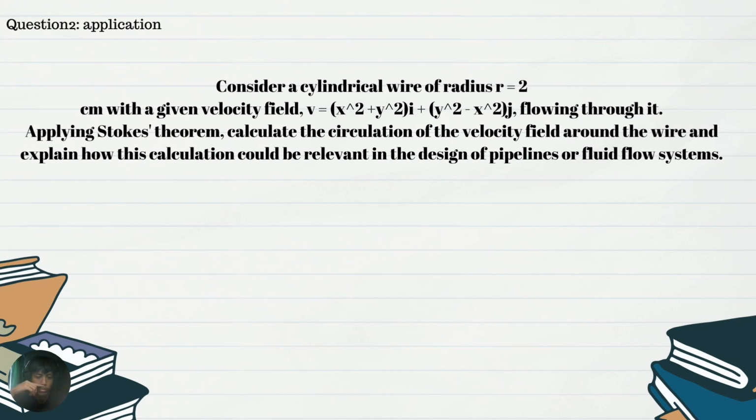When a fluid flows through a cylindrical wire, there are physical principles that describe the behavior of the flow. Stokes' theorem is a mathematical concept that can be applied to calculate the circulation of the velocity field. The calculation is relevant in the design of pipelines and fluid flow systems because it helps engineers and researchers understand the behavior within the system. By analyzing the circulation of the velocity field, engineers and researchers can gain knowledge and more characteristics of fluid flow, enabling them to optimize the design and operation of pipelines and fluid systems in a variety of applications.